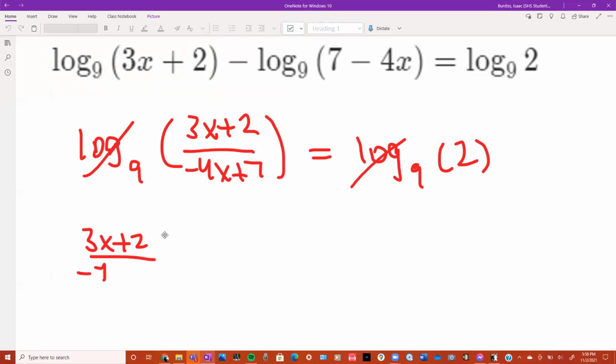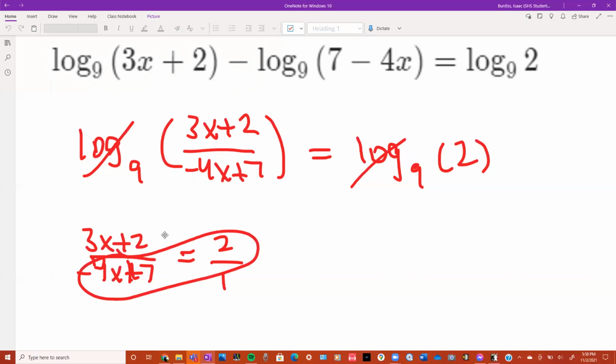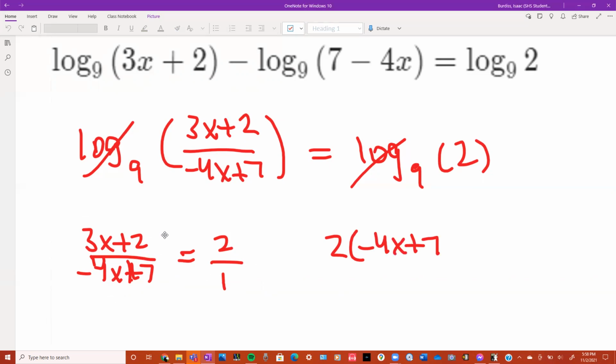Now we have this. How do we find x when it's in a fraction like this? Well, we can use proportions. Well, not really proportions, but the cross multiplying method. So that's 2 is really 2 over 1. Got that from there. And that means we multiply those and those. So we have 2 times negative 4x plus 7 equals, and then times 1 is just itself, so 3x plus 2. And then distribute the 2.